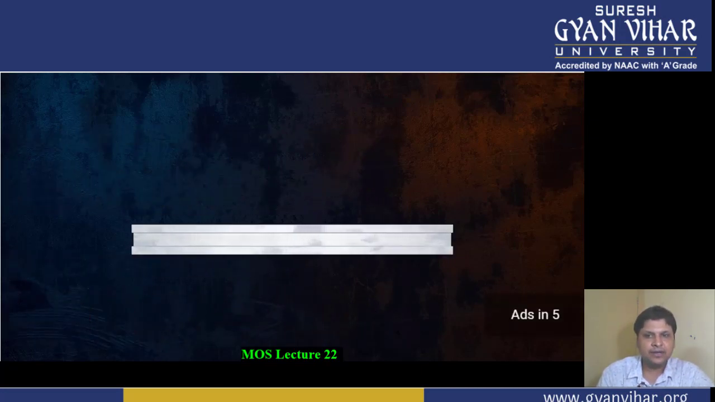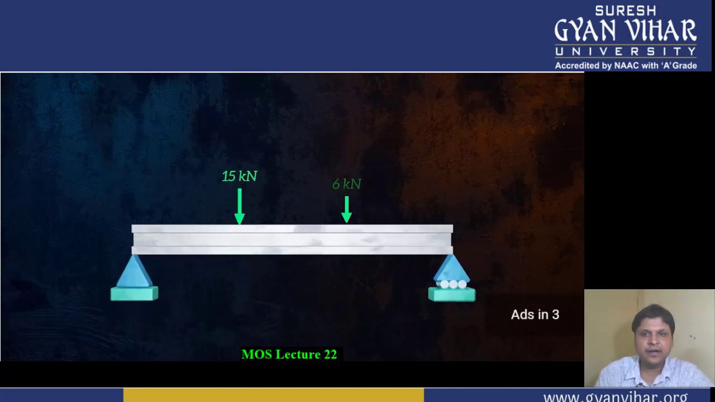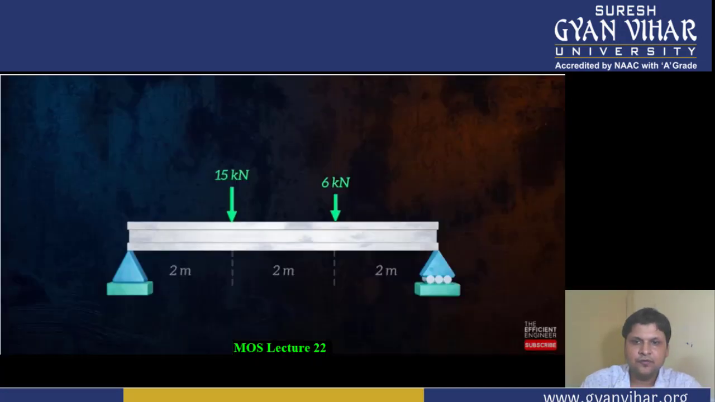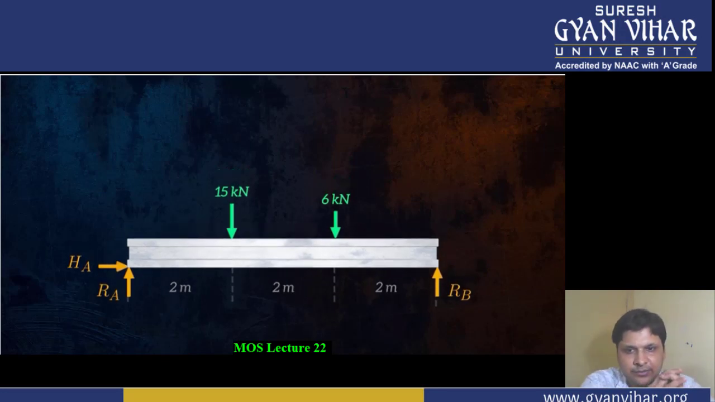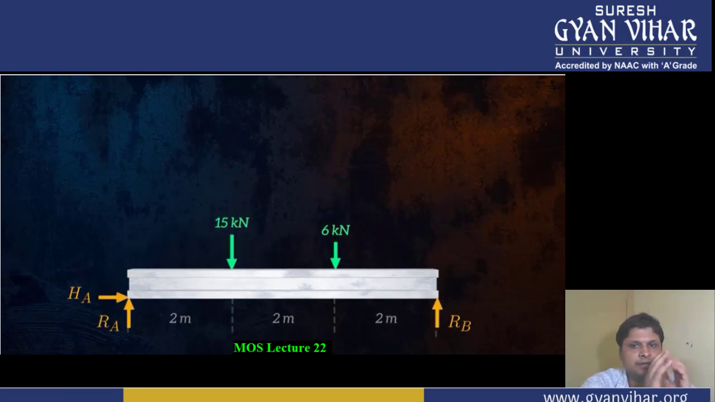Let's take a look at an example of a beam with pinned and roller support loaded by two concentrated loads. First, we draw the free body diagram. We can then use the equilibrium equations to determine the unknown reactions at point A and point B. The sum of the forces in the vertical direction is equal to 0. So RA plus RB is equal to 15 plus 6.